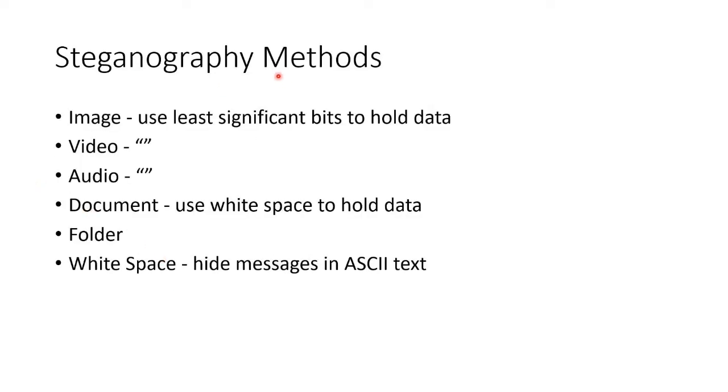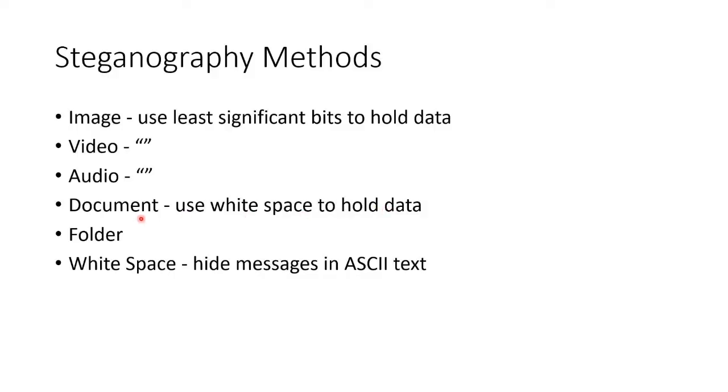The methods for steganography. There is a concept of using the least significant bit to hold data. We can do it with images, video, audio. With documents, we can use white space to hold data. Not that you see extra carriage returns, we're not talking about that. We're just talking about the document is so big, but the data is only this much, and there's a lot of unused space in terms of the size of the file. Or you can hide stuff in a folder using similar methods. Or we could just in ASCII text use white space.